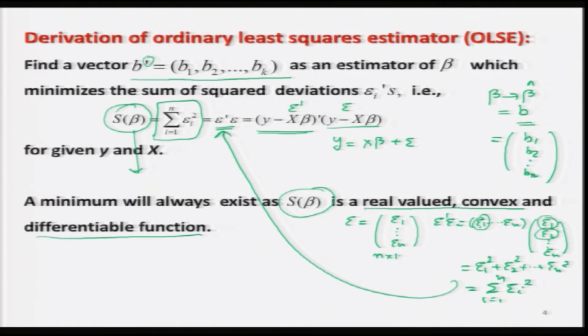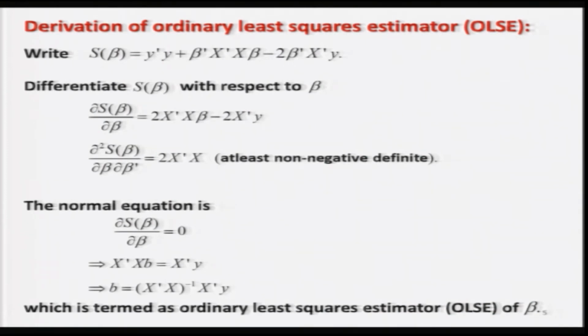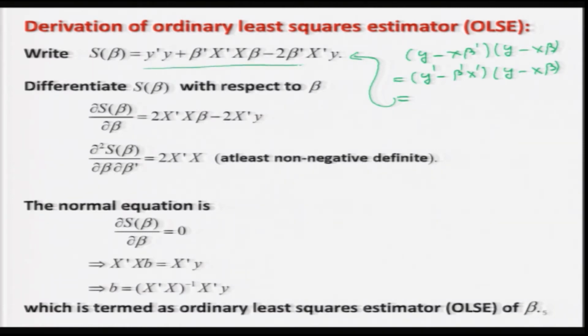So, exactly on the same lines as we used the method of maxima and minima in the case of the simple linear regression model, here also I will use the same principle. I expand y minus x beta transpose, y minus x beta, which is equal to y transpose minus beta transpose x transpose, and y minus x beta. I multiply it, and whatever my outcome is, it is given here. You will see that S beta comes out to be y transpose y plus beta transpose x transpose x beta minus twice beta transpose x transpose y. Now, what we have to do? I simply have to use the principle of least squares.